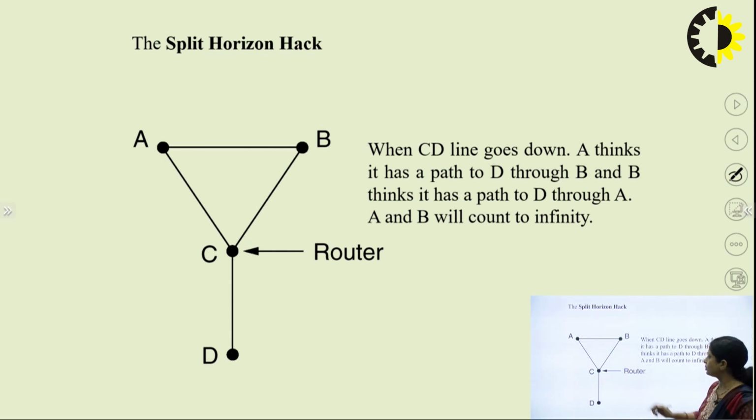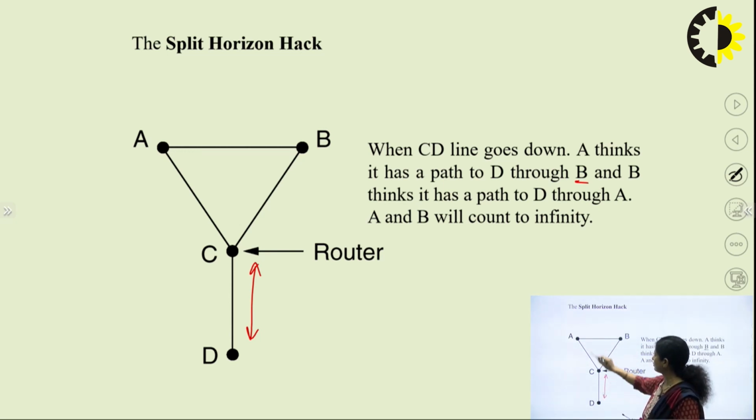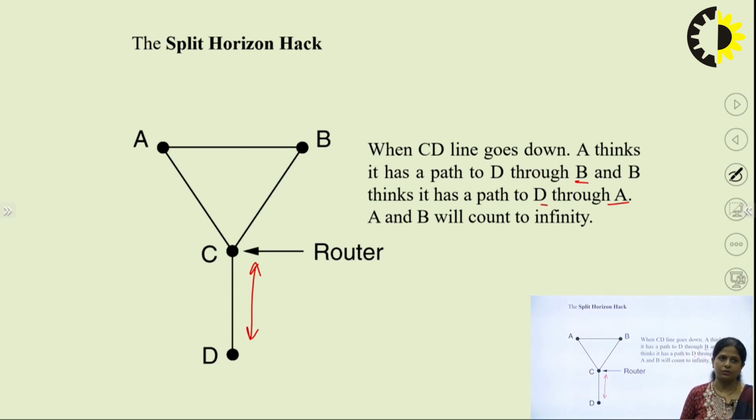What is that? Suppose these are the participating routers A, B, C, D, right? When the C to D line goes down, A thinks it has a path to D through B, right? A thinks it has a path to D via B, and B thinks it has a path to D through A, right? Here again A and B will count to infinity. That means split horizon, although it works very well in most of the cases, there are still few of the cases where it is not working properly.